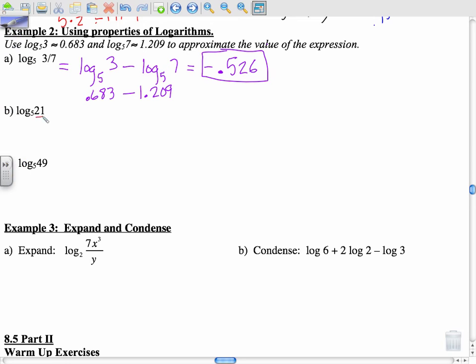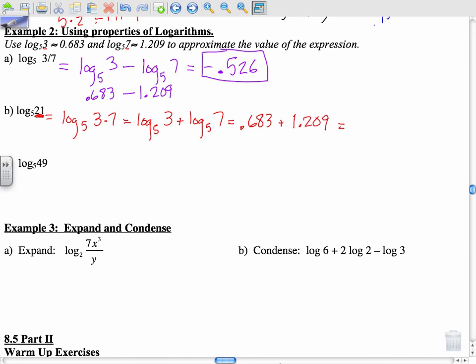Well, 21 is an interesting one, because you have to ask yourself this question. How do I get 21 from these numbers up here? Well, the answer is I multiply them. So I'm going to rewrite this as log base 5 of 3 times 7. Why did I choose 3 times 7? Because now I'm going to split this using my properties into log base 5 of 3 plus log base 5 of 7.